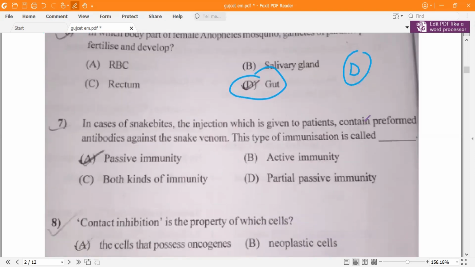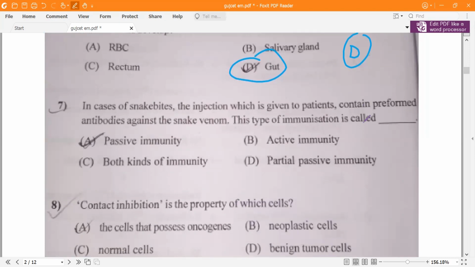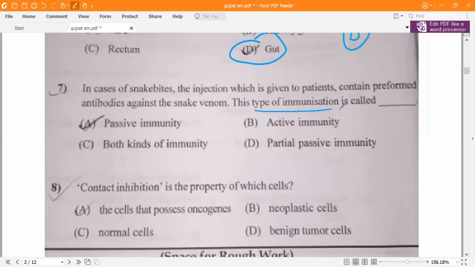In case of snake bite, an injection is given to patients. It contains preformed antibodies, priorly formed antibodies against the snake venom. So this is what we call passive immunity, because antibodies are given directly.